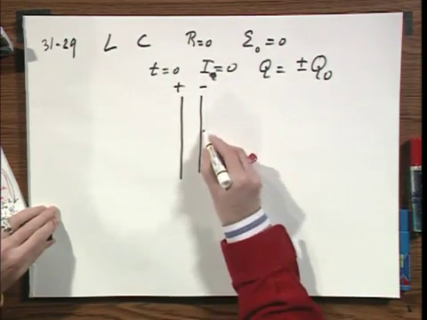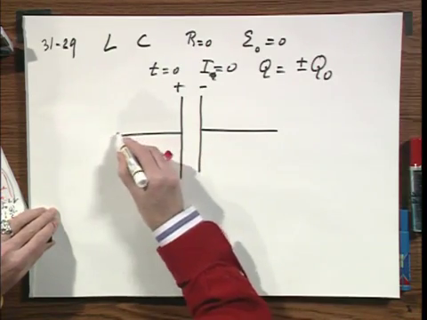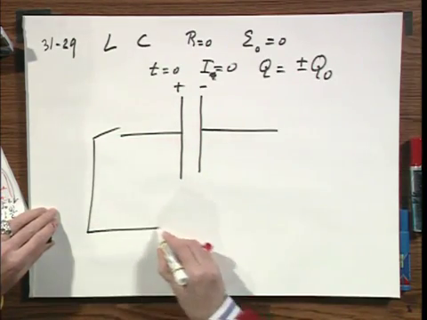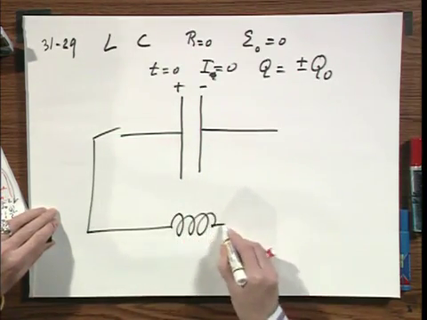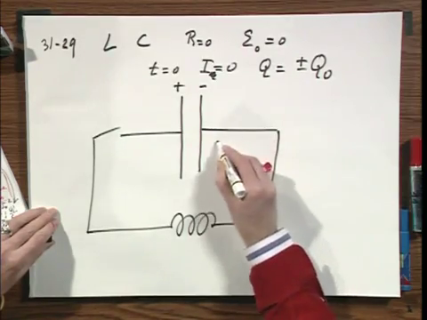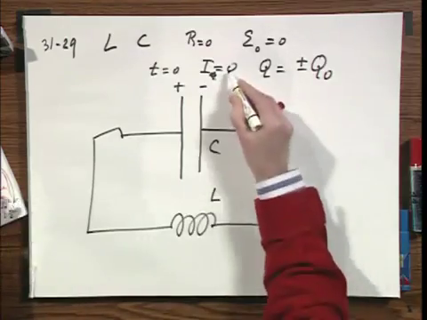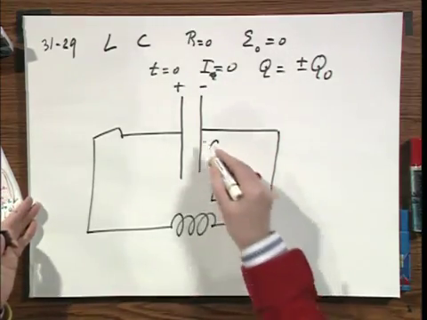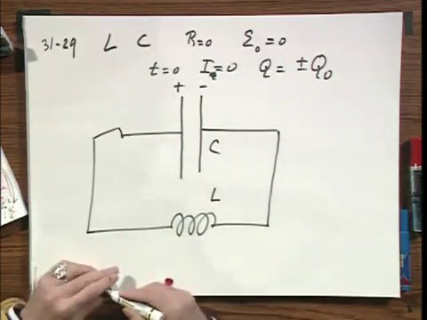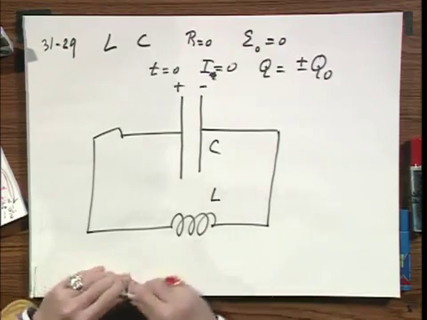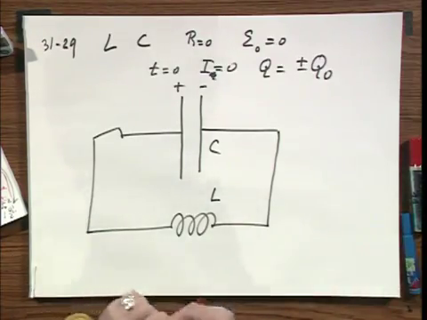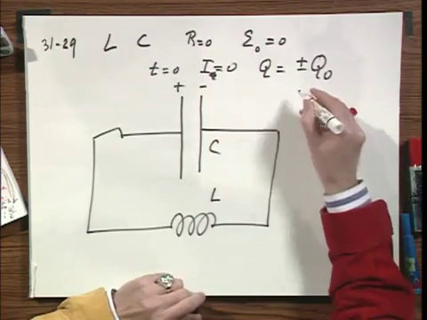Positive, negative. I have some kind of a switch here. I have a self-inductance here. This is C and this is L. I close the switch at time t0. The current must be 0 because the self-inductance opposes any sudden increase. And so we want to evaluate now how the current is sloshing back and forth.